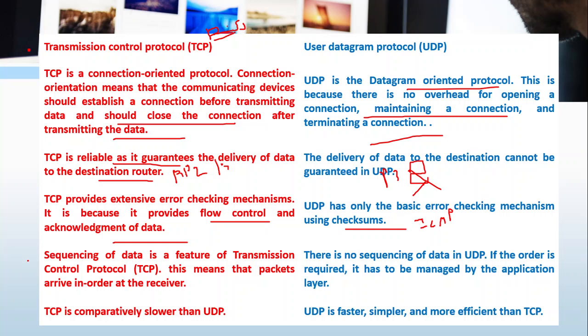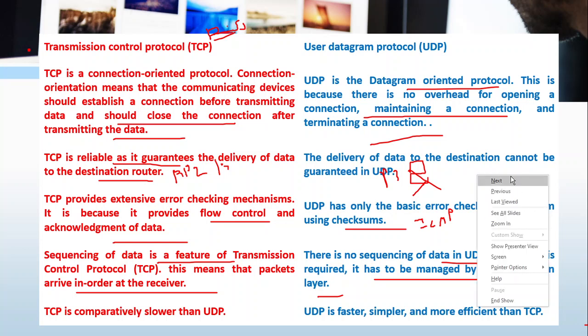When you come to TCP, sequencing of data is a feature of TCP. This means the packets arrive in order at the receiver. If you send P1, P2, P3, it will be in the same order, P1, P2, P3 only. It won't be rearranged. But there is no sequencing of data in UDP. If the order is required, it has to be managed by the application layer. So in UDP, P2 may come first, P3 second and P1 third. TCP is slower than UDP, and UDP is faster, simpler and more efficient than TCP.